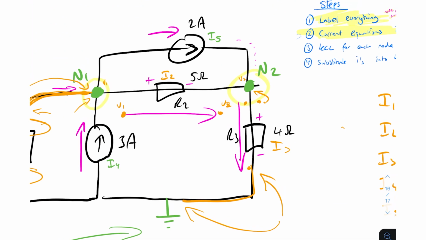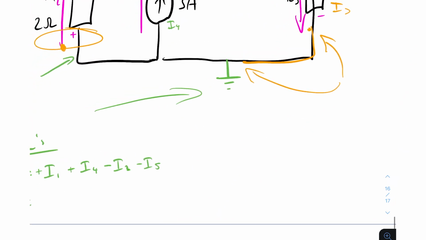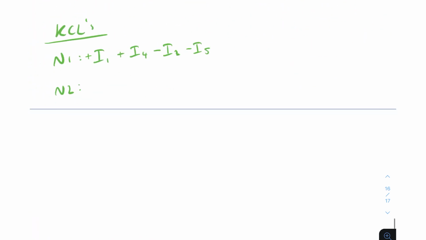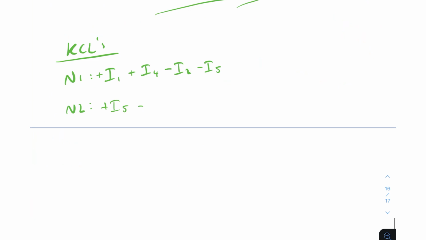So node 2, we've got I5 going into it, and we've got I2 and I3 leaving it. So I5 in, so you put plus I5, minus, sorry, plus isn't it? Plus I2 and then minus I3. Right, okay. And then we know that obviously all of this is equal to 0, because these are the KCLs.